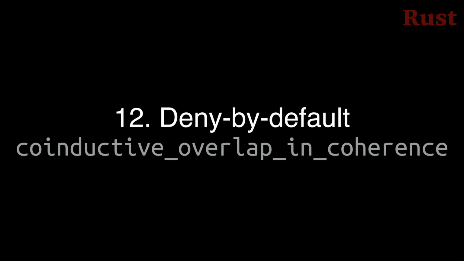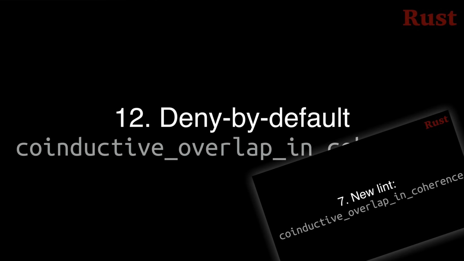Number 12. Remember that co-inductive overlap in coherence lint that I talked about in the Rust 1.73 video? Yeah, I didn't really think you'd remember. Anyway, it was warn by default, but in Rust 1.75, it switches to deny by default. For more details about what the lint checks for, go check out my 1.73 video.